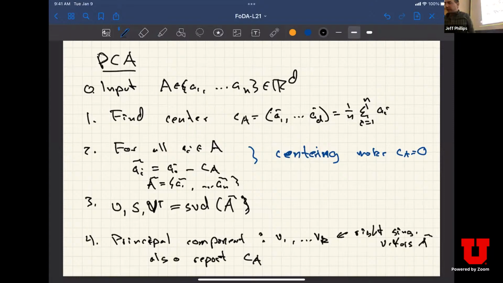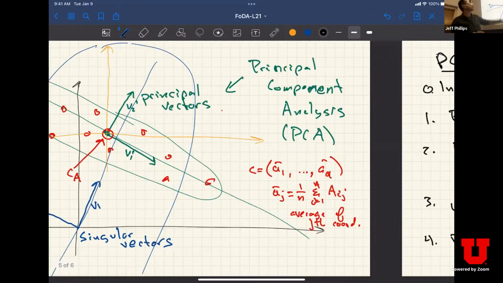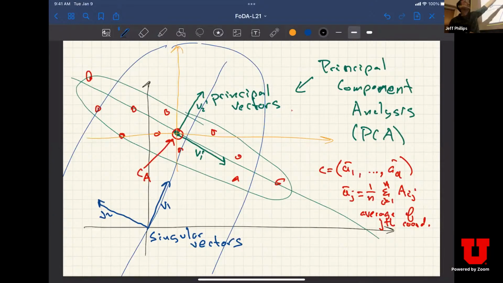So if I were to go back to this picture and take the dot product with V1 here, V1 prime here, I'm going to get one-dimensional coordinates of all the red points that I project onto that line, or that line shifted to the origin. I'm going to get the same one-dimensional coordinates. So that's a great question.